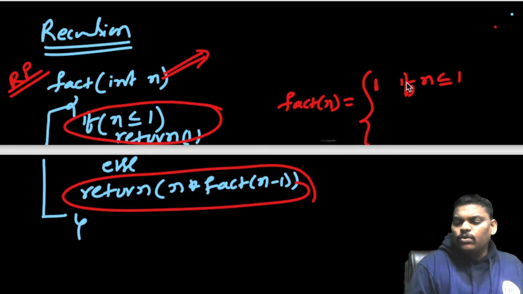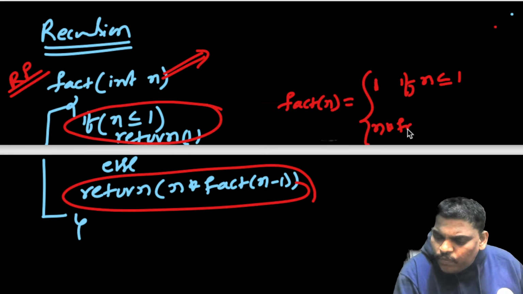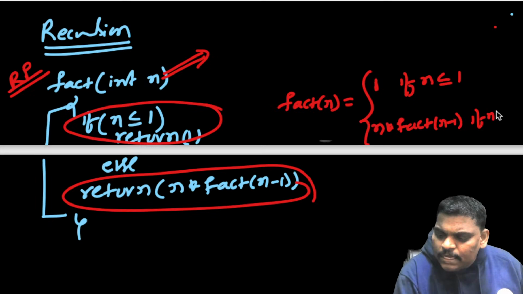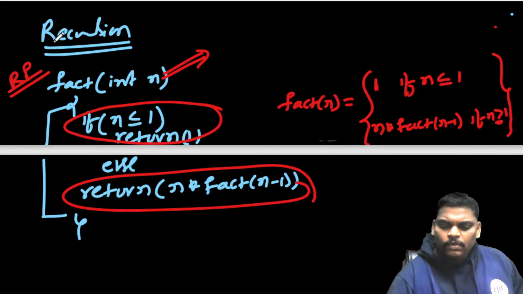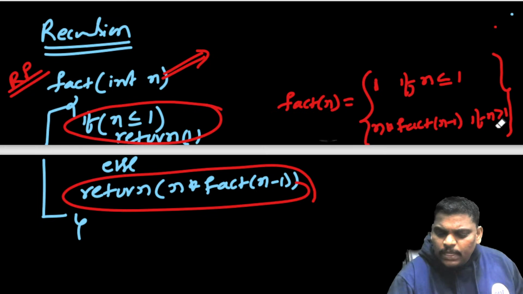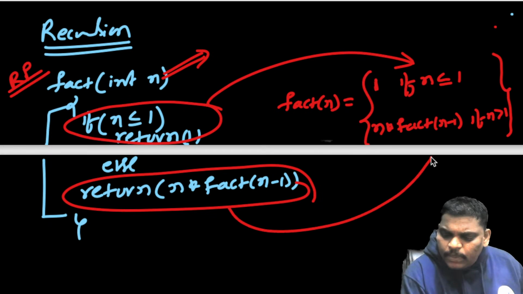Fact of n is equal to 1 if n is less than or equal to 1. Fact of n is equal to, if the condition fails, the else part: n into fact of n minus 1 if n is greater than 1. Same thing I written. First part I written first place, second part I written second place.